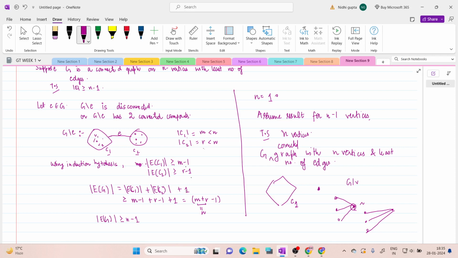So basically, we started with a graph G with n vertices, but E was also an edge of G, right? E is an edge of G which is not present in either C1 or C2. So if we want to look at all the edges of G, it will be all the edges which are in C1, all the edges which are in C2, plus 1. Plus 1 corresponds to the edge E. Is it clear?